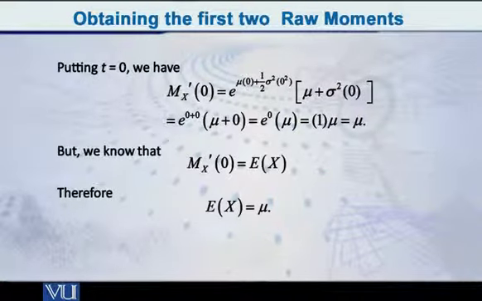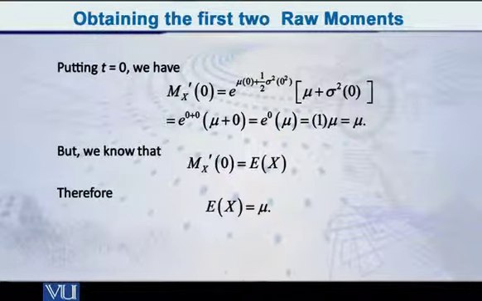Now in this whole expression, let us put t equal to 0. So what do we get? M dash 0 is equal to e raised to mu into 0 plus half sigma square into 0 square, and this whole thing multiplied by mu plus sigma square into 0. So students, it is obvious that in the power of e we have 0 plus 0, and the multiplier is mu plus 0. So e raised to 0 into mu is 1 into mu, and that is equal to mu.